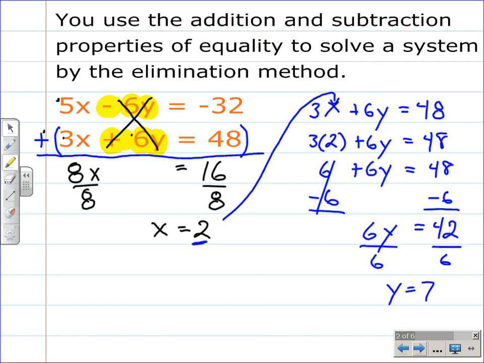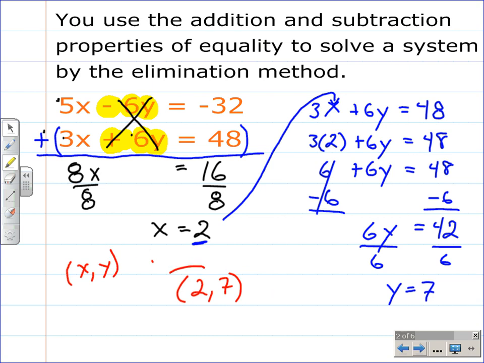So now we have our x part and our y part to our ordered pair. Therefore, the solution of this equation is the ordered pair 2 comma 7. Remember, ordered pairs always come x comma y. That's how we plot a point in the coordinate plane.